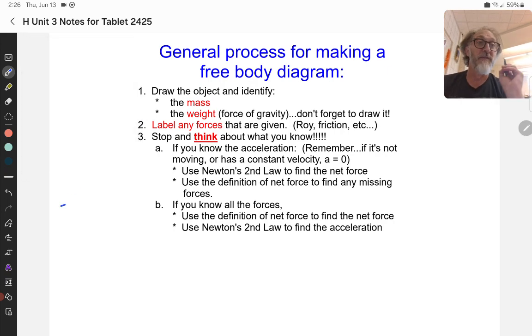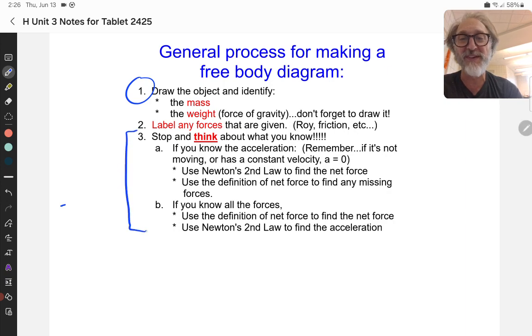Okay, cool. So the first thing you can do in your free body diagram is draw your object. Okay, if it's on a surface, maybe draw the surface, and then identify the mass and the weight. When you do your free body diagram, weight, i.e. force of gravity, is always going to be the first force you draw. Box, mass, force of gravity, okay? The second thing you want to do is label any forces that are given, right? Like if the problem says Roy pushes the box, or a rope pulls the box, or whatever, draw those forces in, all right?